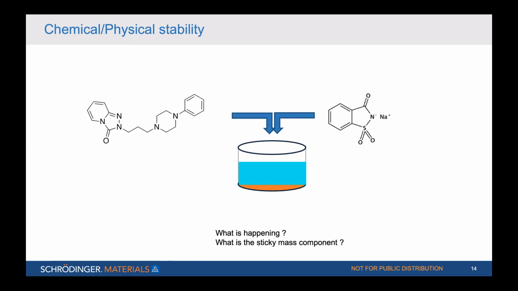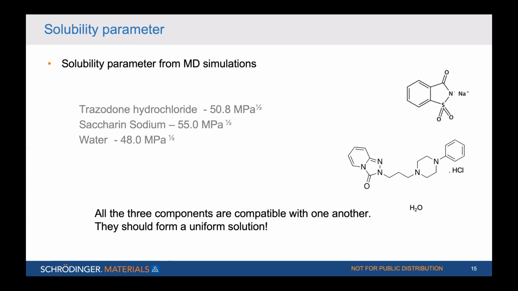Whereas in simulations, we know that this is forming a precipitate. Why is it forming a precipitate? What is in the precipitate? That's the question we want to understand. Okay, so we did a solubility parameter analysis. As per the solubility parameter analysis, they are supposed to be soluble and they are supposed to form a uniform solution. You can see they are within the range. So all three components are supposed to be soluble. They are supposed to form a uniform solution.